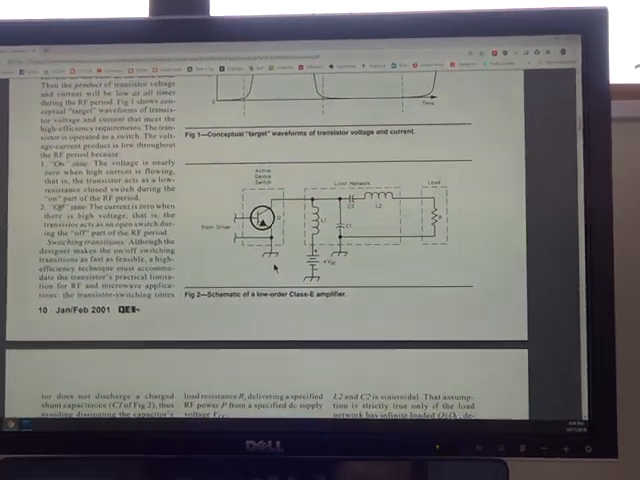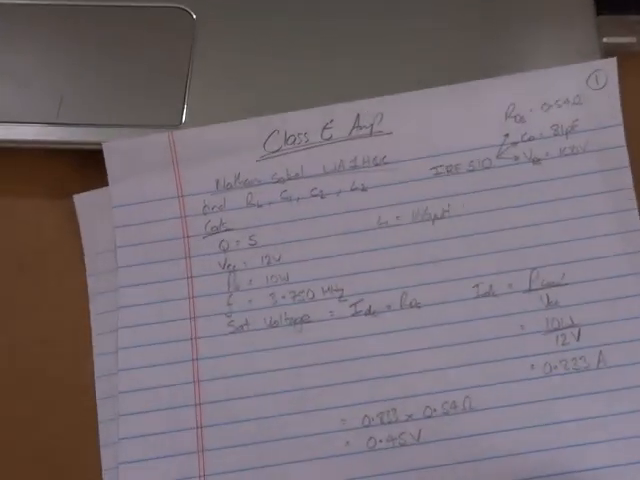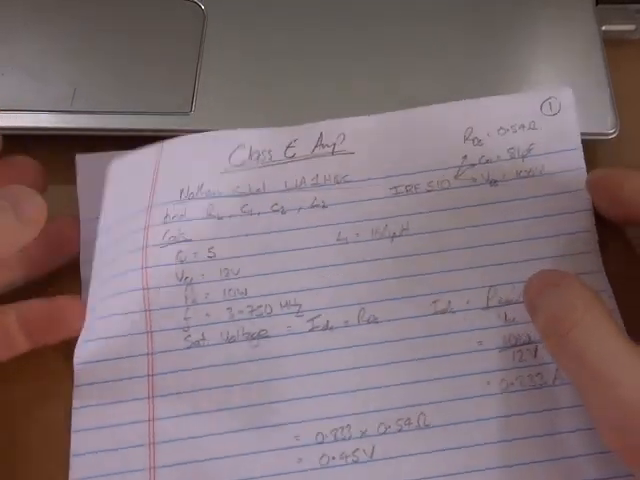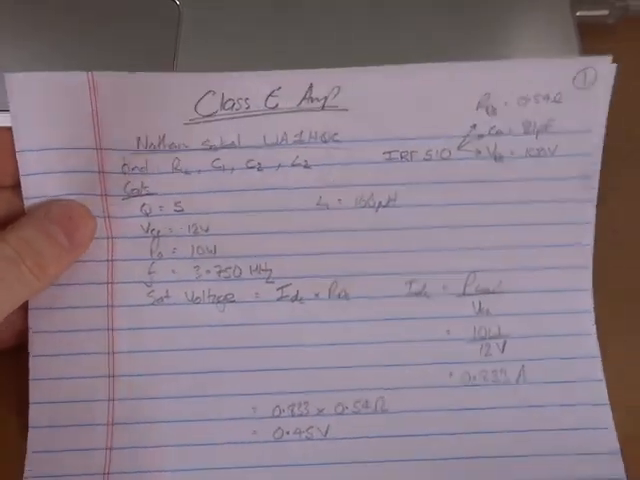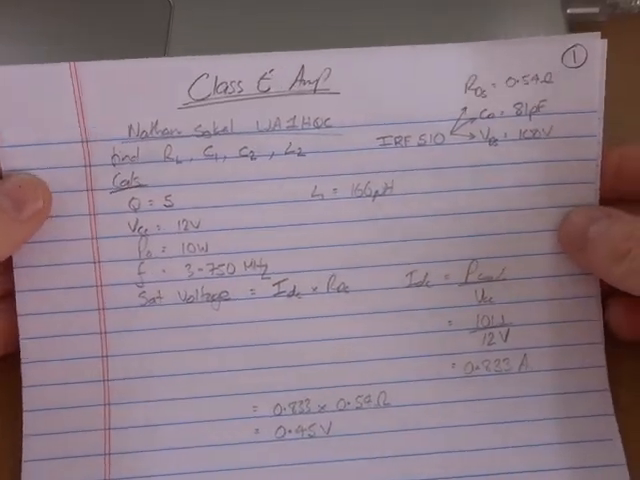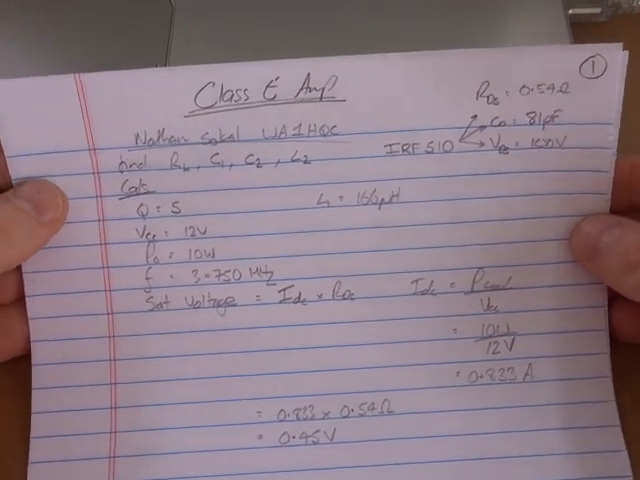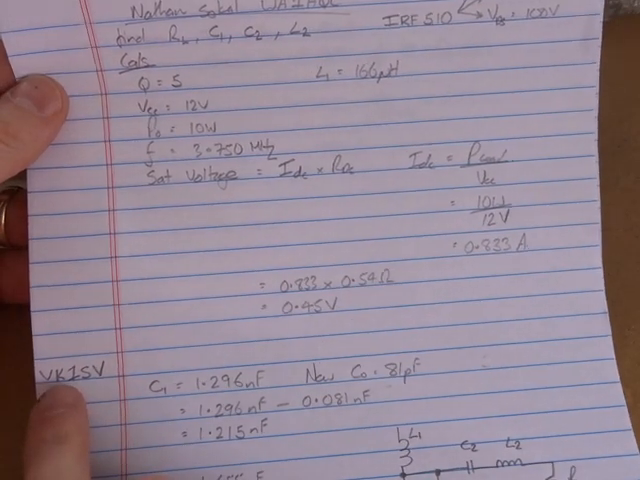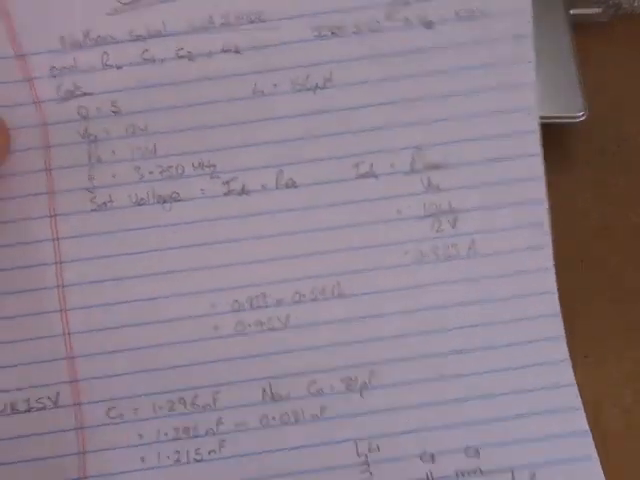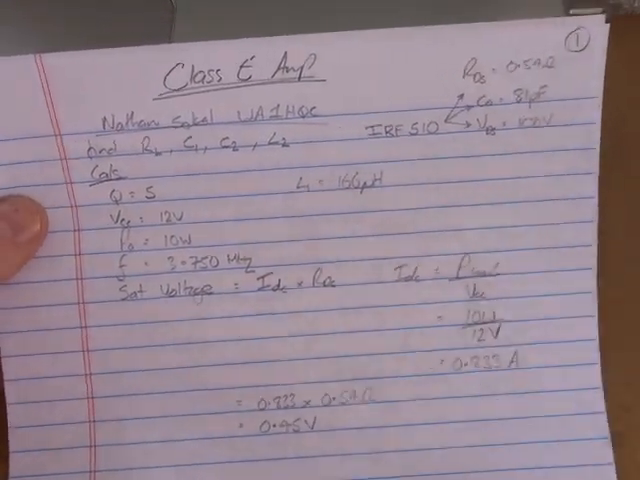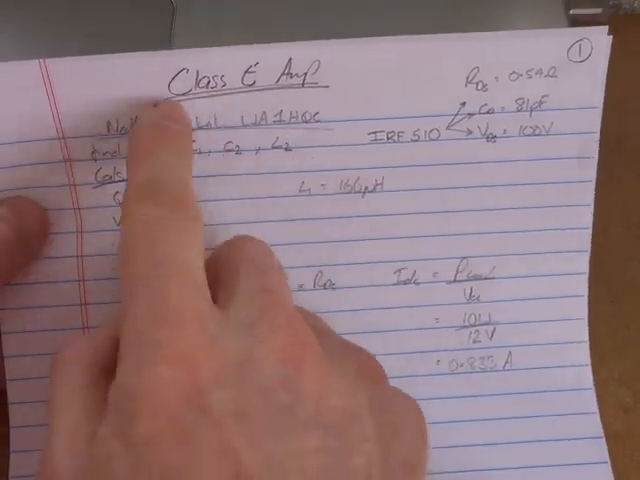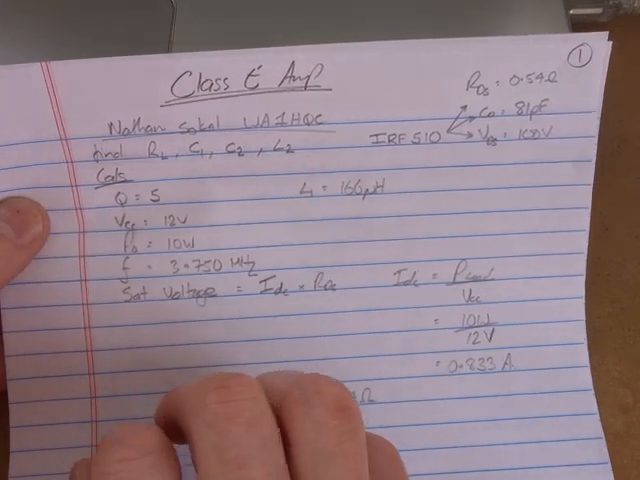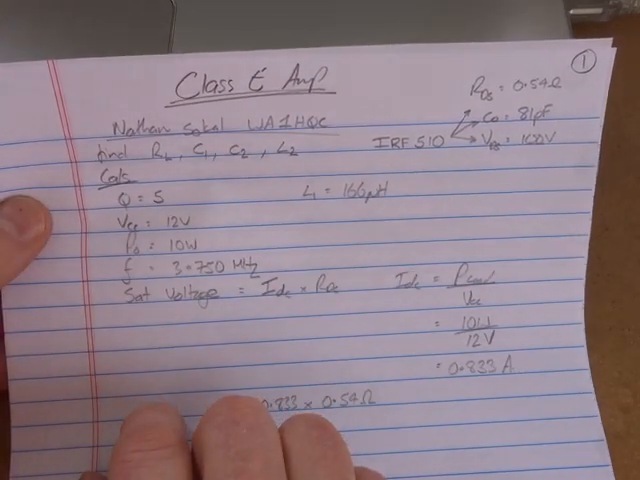Anyway, so what I did is I decided to do a bit of maths here, and also took advantage of some online calculators that have basically taken Nathan's formulas and turned them into a nice online calculator. One particular one is VK1SV, so I acknowledge I used his. Just recapping, this is an initial look at a Class E amplifier, starting to think about what needs to be done to create that.